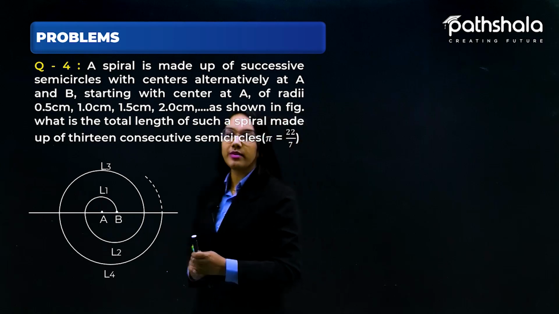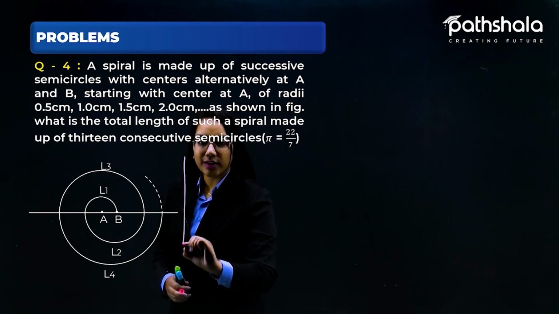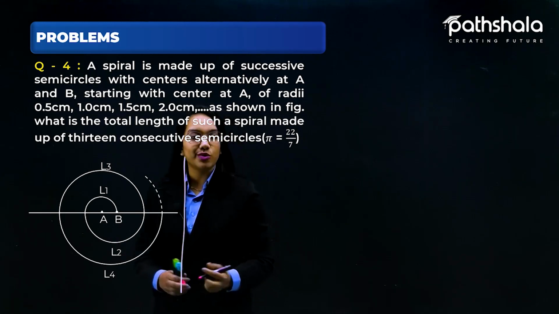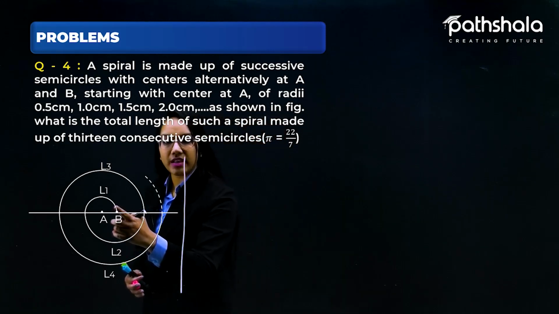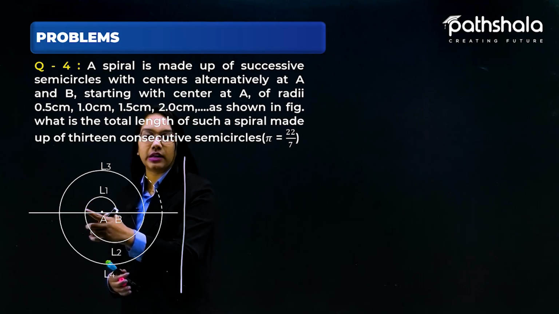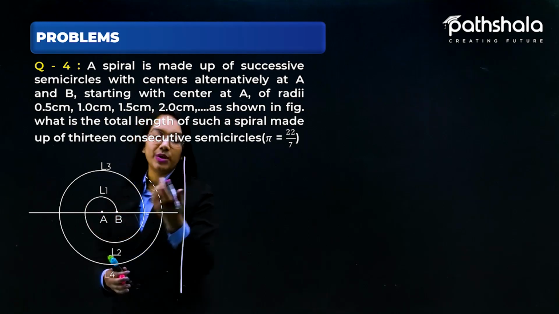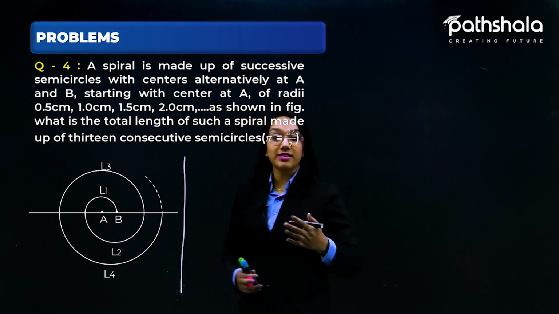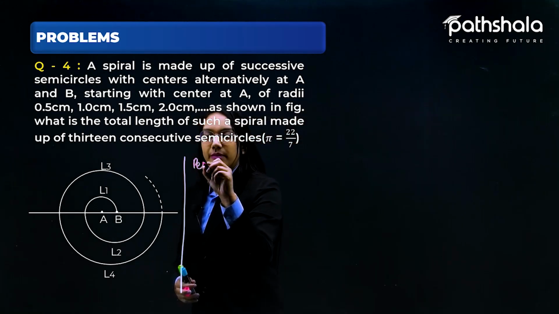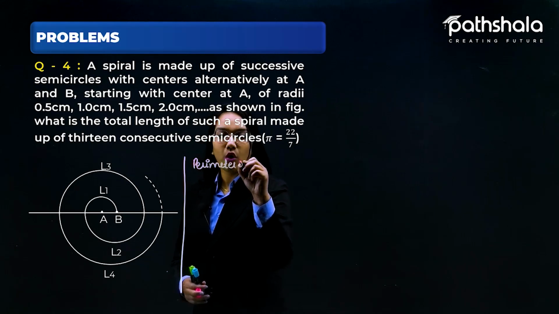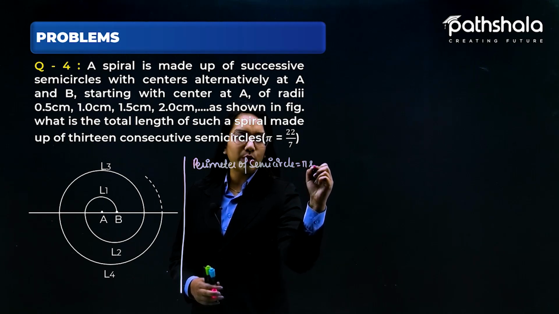So let's start with this one. First of all, as we are talking about the length of the spiral, we are talking about the perimeters. If we are talking about this length, it is nothing but the perimeter or the circumference of this semicircle. So let's talk about the perimeters of the semicircles. As we know, the perimeter of a semicircle is nothing but pi r. We do know about this one.